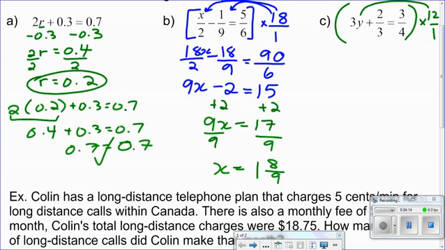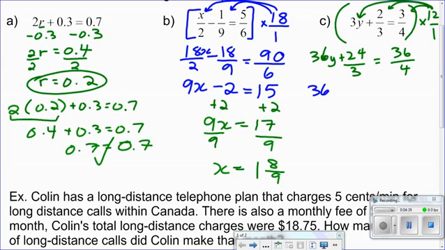So we're going to go 12 times 3y. So we get 36y. 12 times 2, that gives us 24 over 3. And 12 times 3, that gives us 36 over 4. Some of you might do this step and the next step all in one, and that's fine.